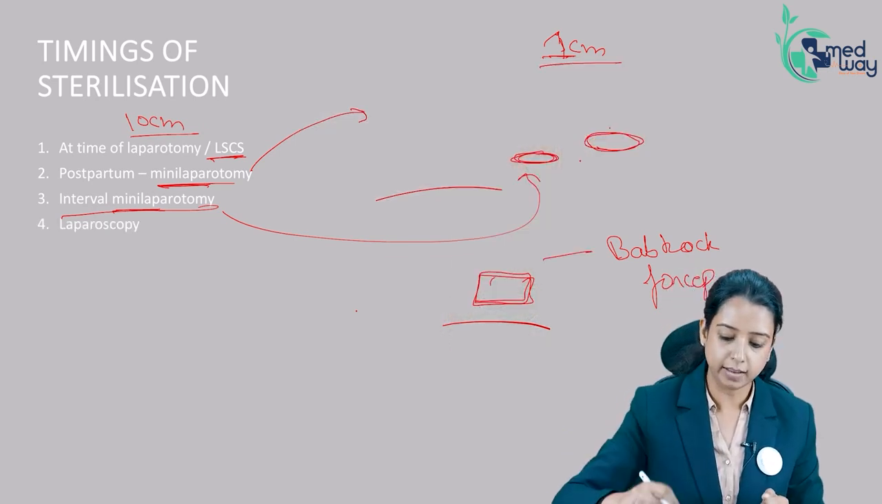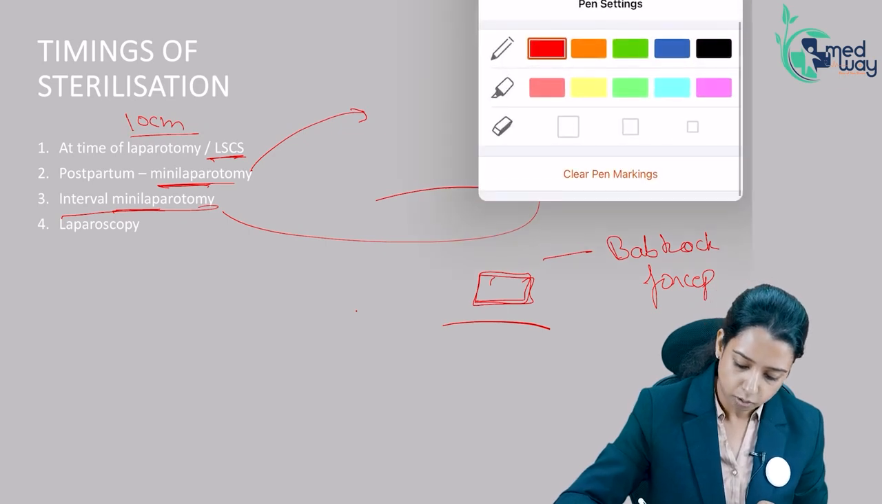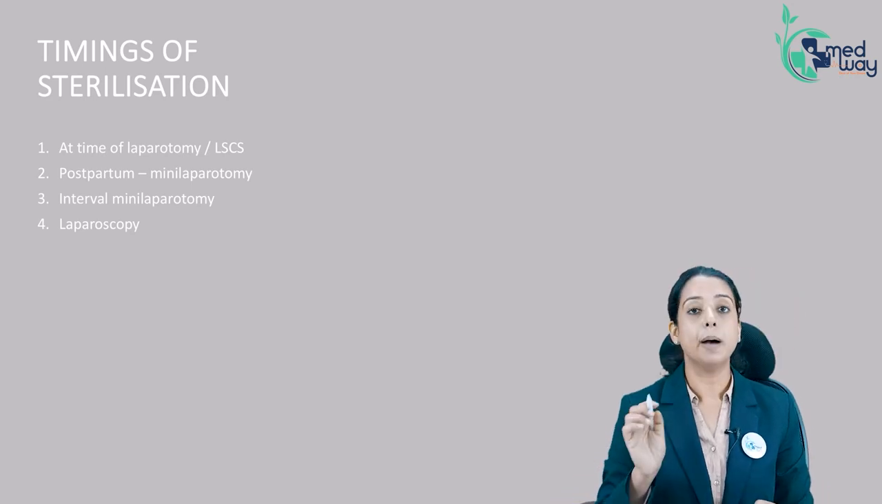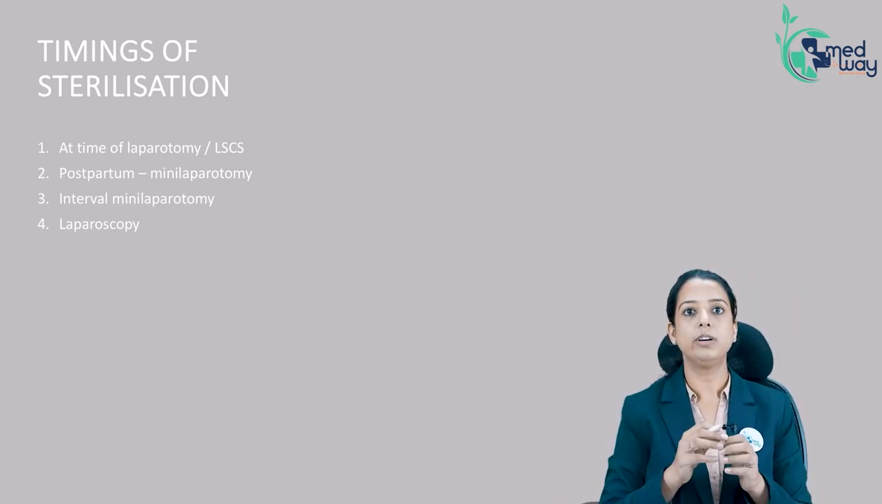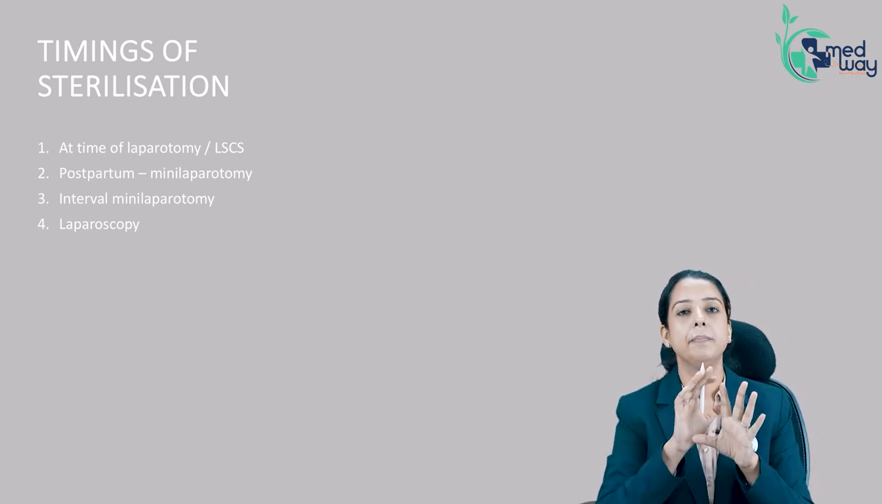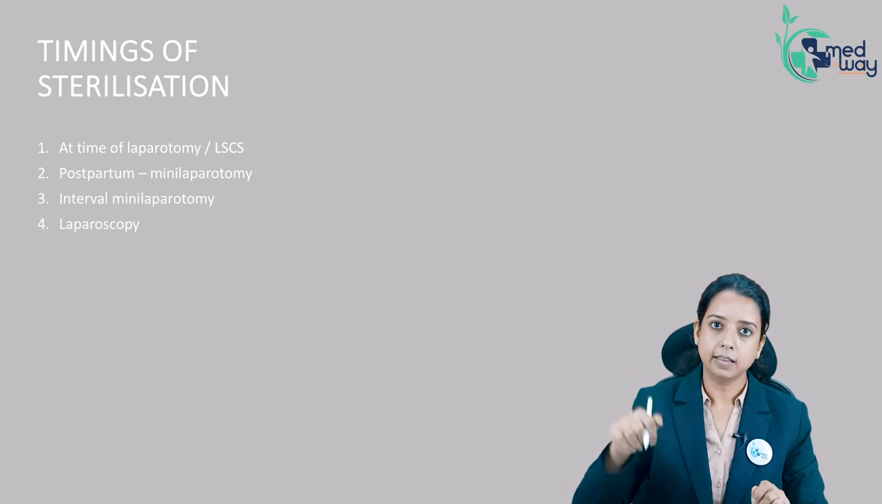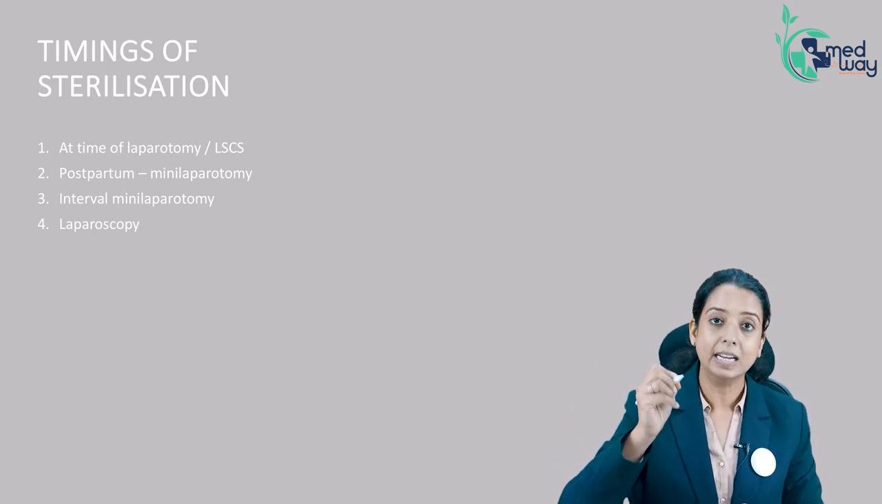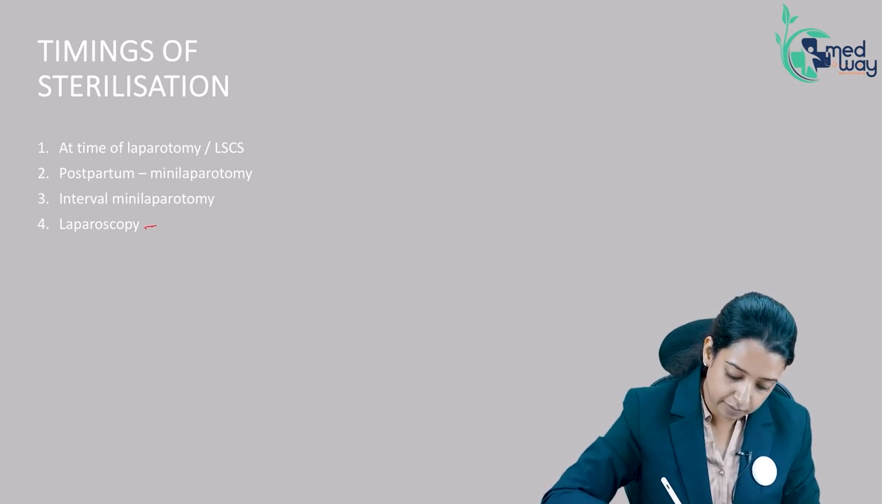Okay. What are the other methods? So this is about whole laparotomy and mini laparotomy. What about the other type? Laparoscopically. So you don't need to do any laparotomy, neither major laparotomy nor mini laparotomy. Use a laparoscope, go inside the abdomen using just one incision. So laparoscopic tubal sterilization is done using only one incision.